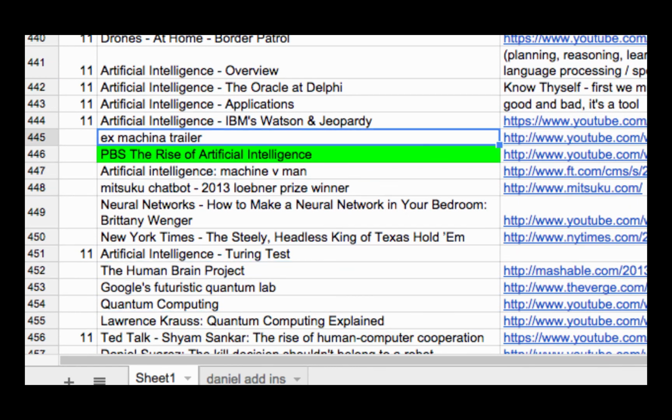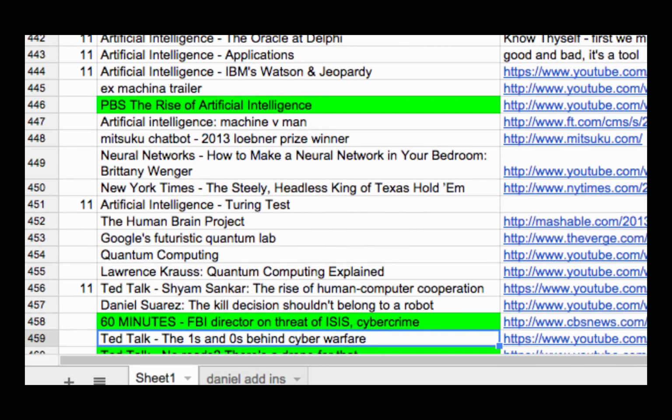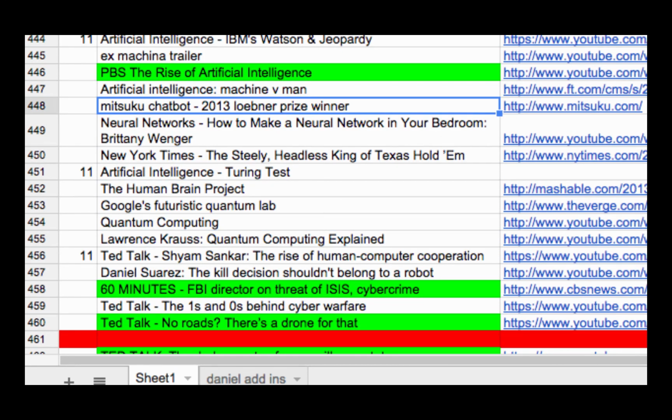So a computer completely whooped humans on Jeopardy. That was like four, five, seven years ago, a long time ago. Hey, there's the trailer for Ex Machina. That's cool. Here's a PBS thing, which is nice, The Rise of Artificial Intelligence. We'll watch the beginning of that. And Artificial Intelligence, Machine versus Man, Loebner Prize. That you can watch. A really good video. Let's check it out. Hold on.